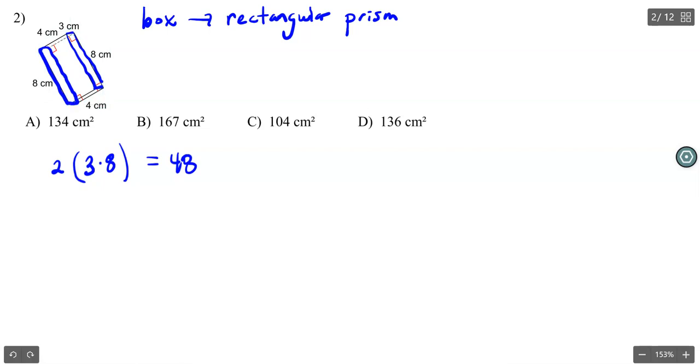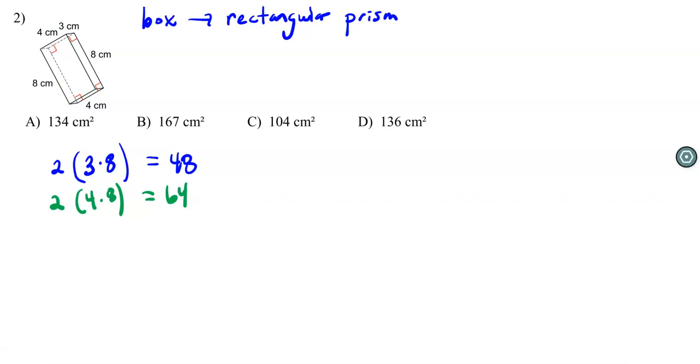And now I'm going to come back here and do a different one. Let's do this big piece. So these are 4 by 8, and I have 2 of those. So 2 4 by 8s, which is 64. And then lastly, I have the little slivers on the top and the bottom. These pieces are 4 by 3. So I have 2 of those, 2 4 by 3s, and that ends up being 24.